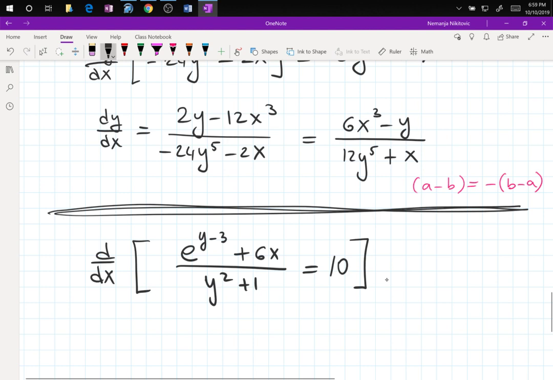Oh, that's chain too. Because you have e to the y and... 3, so that's... Oh, you know, but it's still this one. Yeah, it's just y.